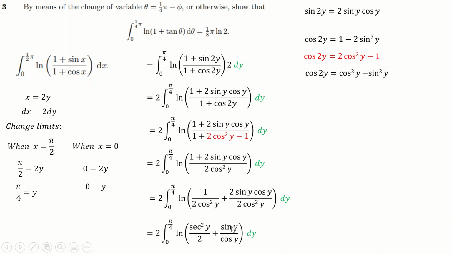And now another trig rule that we need to use that we haven't in this video yet is that tan is sine over cos, which means this thing here is tan, which is great because now I have at least the makings of this here, right? I've got something plus tan in the log. I haven't got the 1, but I've got the tan now, which is great.